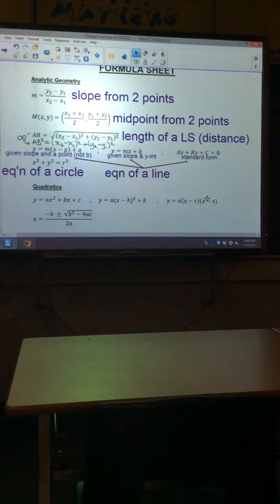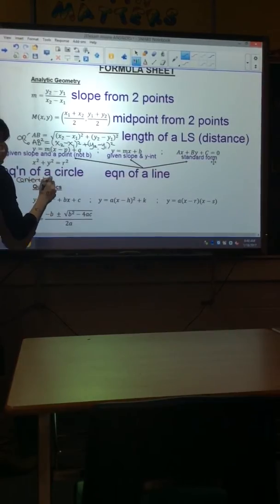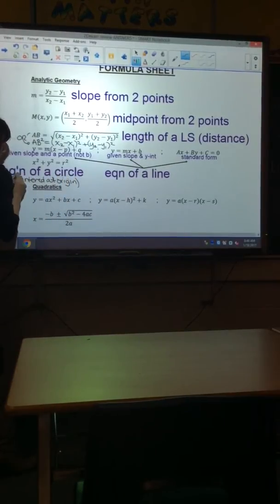Stephen? From this equation of the circle, the center has to be 0. The center does have to be 0, 0. So we can add that in there. Centered at the origin. The origin is your 0, 0.